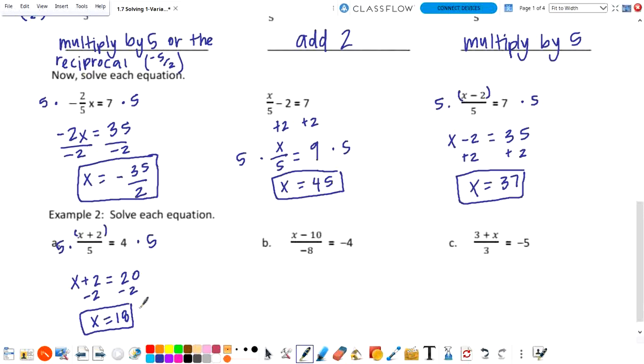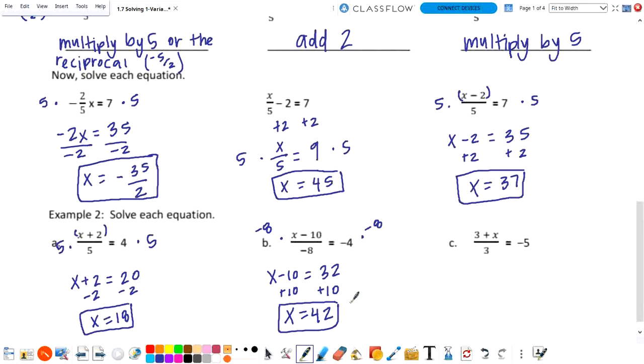Okay, for B, we've got x minus 10 over negative 8 equals negative 4. Once again, leaving the numerator alone and getting rid of that denominator first. So we're going to multiply by negative 8. And we're left with x minus 10. Negative 4 times negative 8 is going to give us positive 32. And now we can add that 10. So 32 plus 10 is going to give us 42. And we have x equals 42.